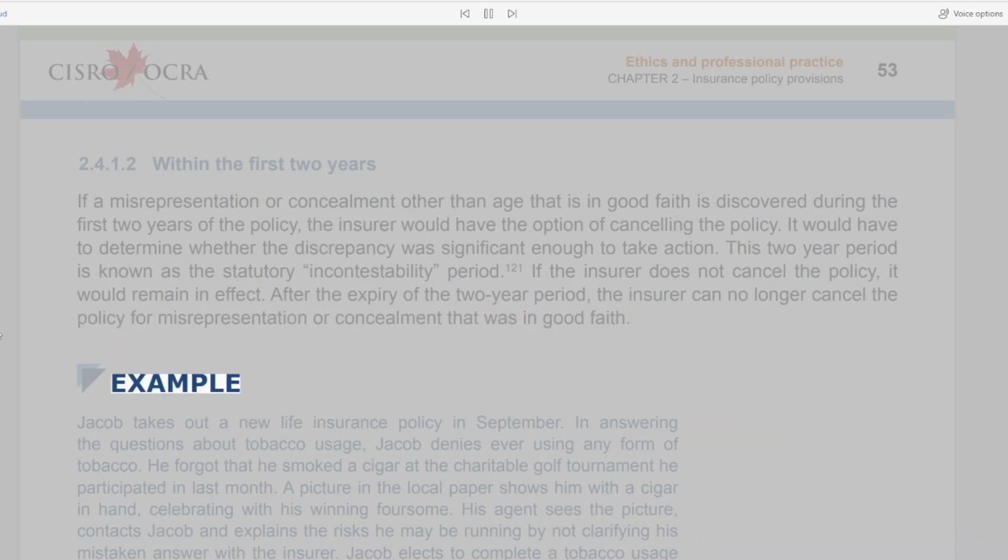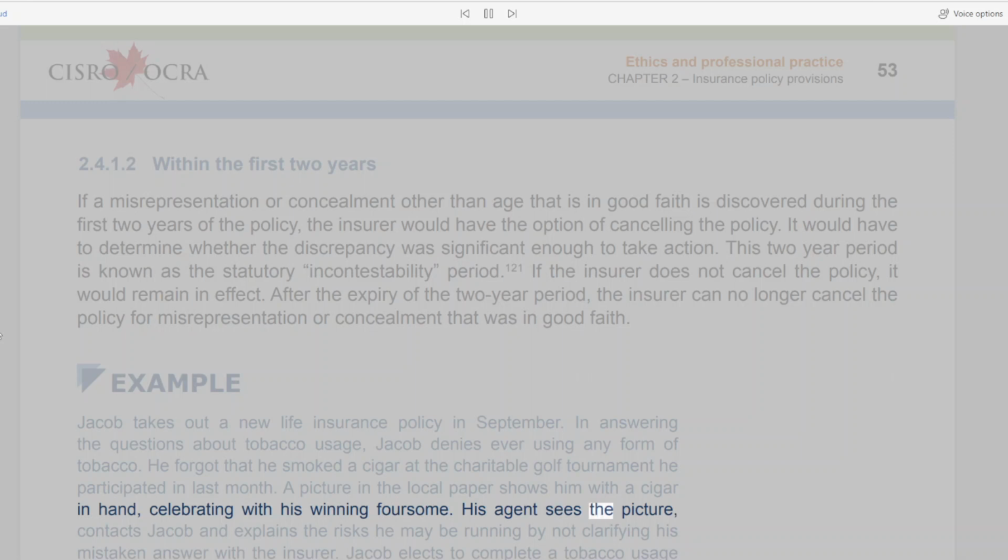Example: Jacob takes out a new life insurance policy in September. In answering the questions about tobacco usage, Jacob denies ever using any form of tobacco. He forgot that he smoked a cigar at the charitable golf tournament he participated in last month. A picture in the local paper shows him with a cigar in hand, celebrating with his winning foursome.